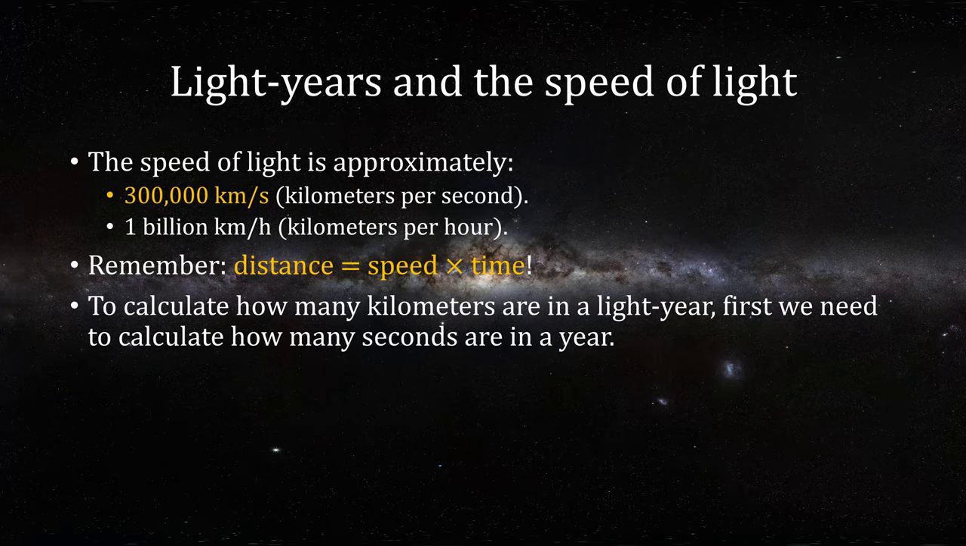Now, the speed of light, which, like I said before, is always the same, is approximately 300,000 kilometers per second, or if you prefer, 1 billion kilometers per hour. Now remember this basic formula: distance is speed multiplied by time. So to calculate how many kilometers are in a light year, we know the speed, we just need to know the time. So first we need to calculate how many seconds are in a year.